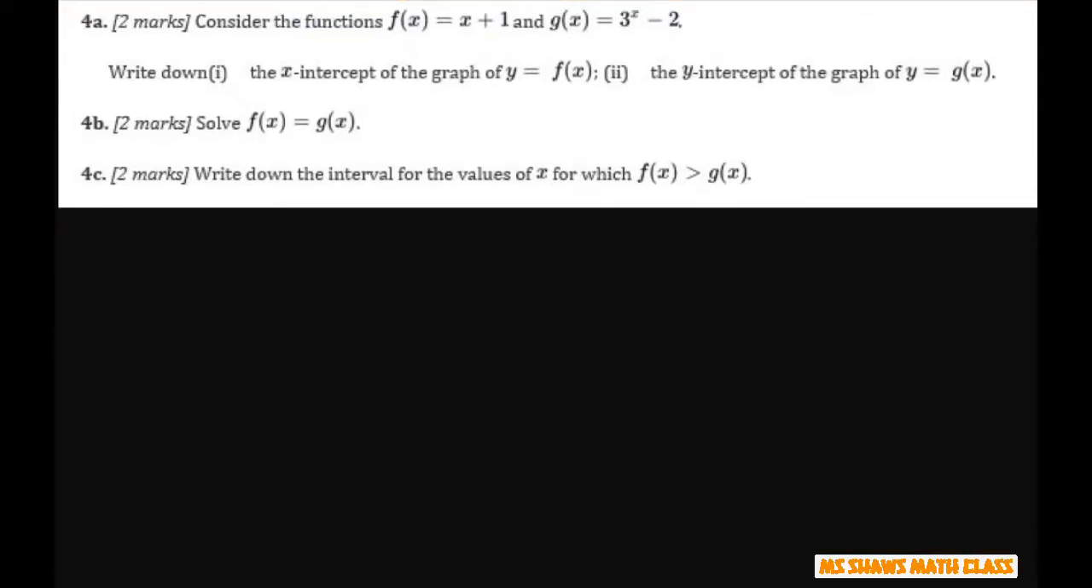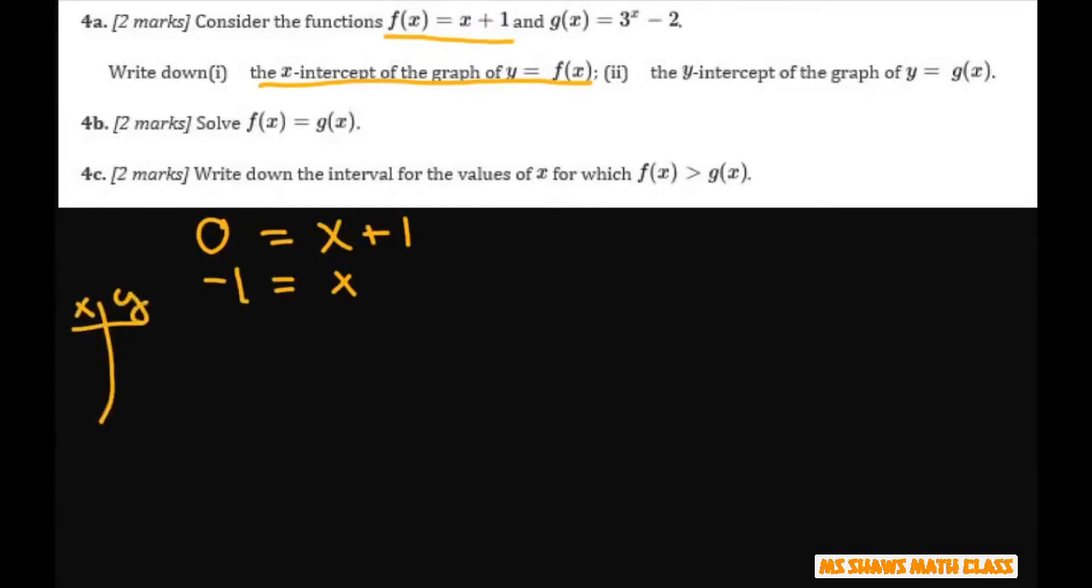So for the first one, it says write the x-intercept of f of x. So the x-intercept is when y is 0. So when y is 0, what is x? So x would be -1. And just remember your x-intercept is when y is 0, and your y-intercept is when x is 0. Just remember it like that.